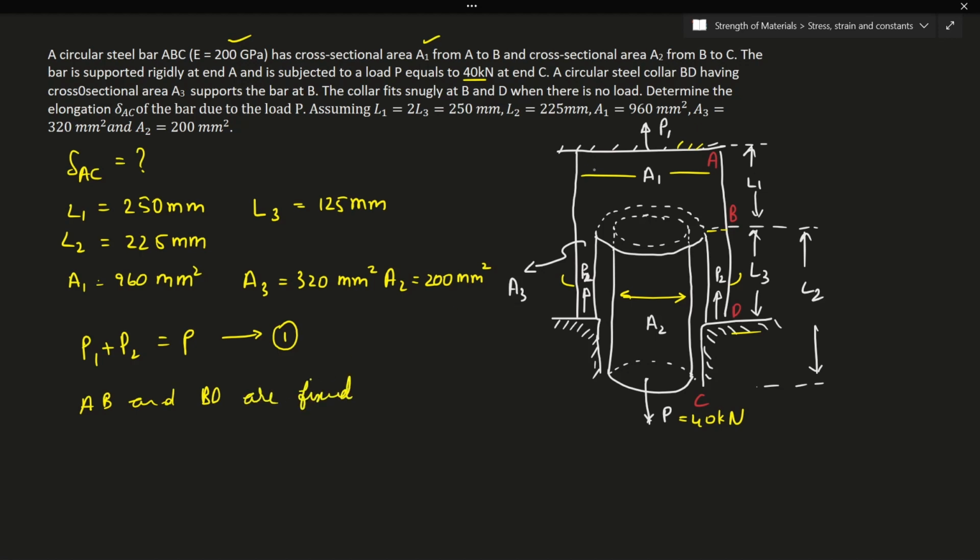So meaning that A is fixed, at end D is also fixed, meaning that for the entire AD, the elongation will be the same. Meaning whatever the elongation that is happening in AB will be equal to the compression that is happening in BD, right? So delta AB plus delta BD will be equal to 0. And again I'll call this equation 2.